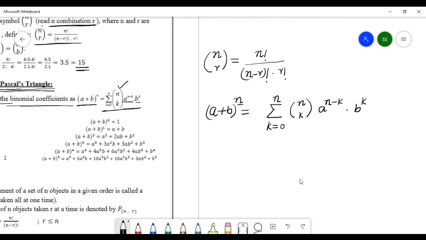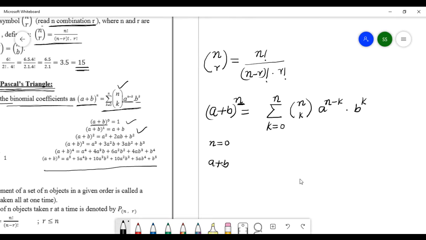This is the kanun. See this. So if you take this n equal to 0, n equal to 1, n equal to 2, n equal to 3, n equal to 4, n equal to 5, then you will get all of these. See this: a plus b power 0. If you take first n equal to 0, then what will happen?